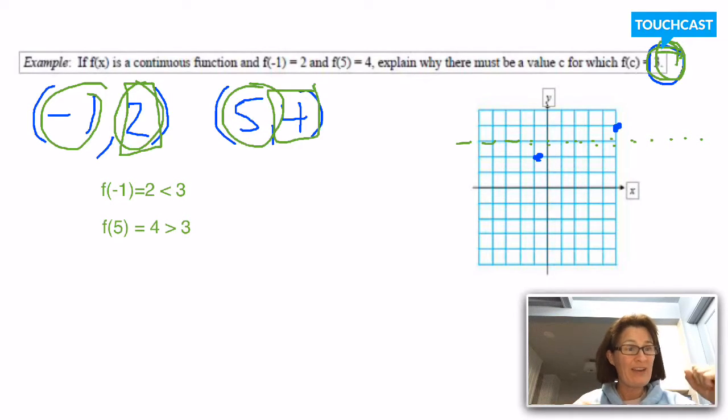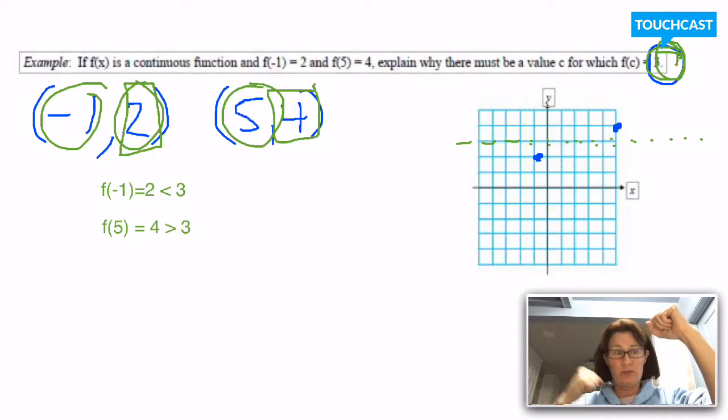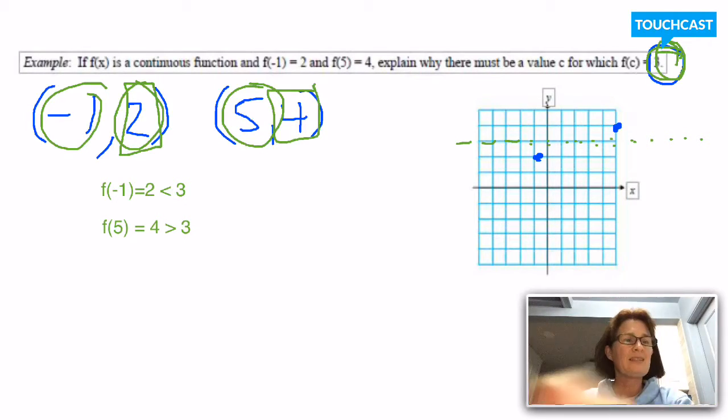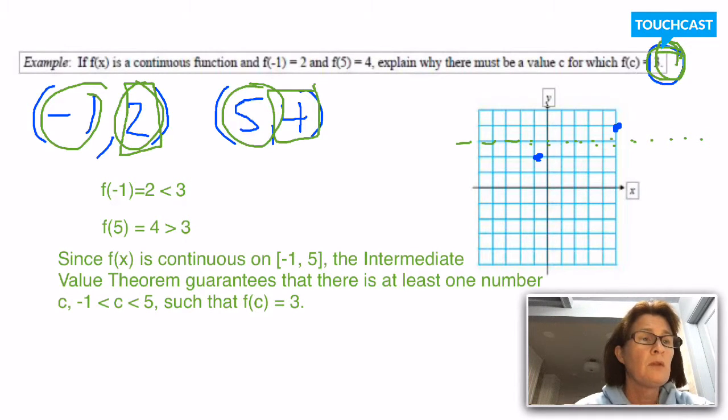So I have two y values. One is bigger than 3, one is less than 3. And the continuity of the function tells me that my function has to take on every value between 2 and 4. And one is bigger than 3 and one is smaller than 3. So somewhere I'm going to have to cross 3. So start by making this statement. I like to make it in symbols. You could have written this out in words. And then now we're going to make our conclusion using the intermediate value theorem. I'll show you how to write it.